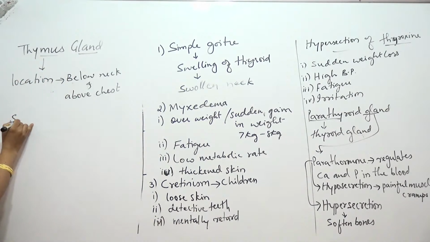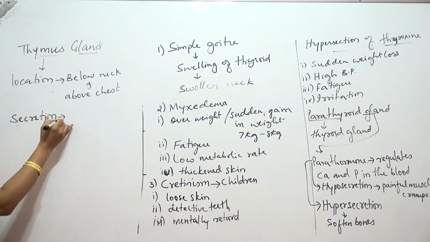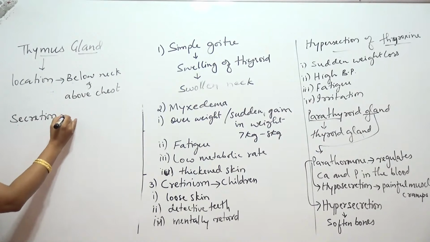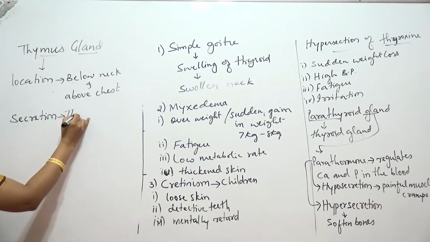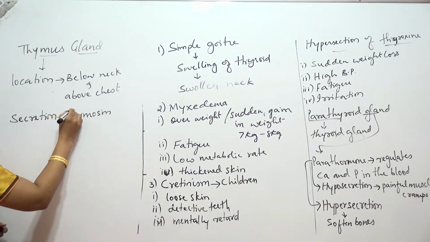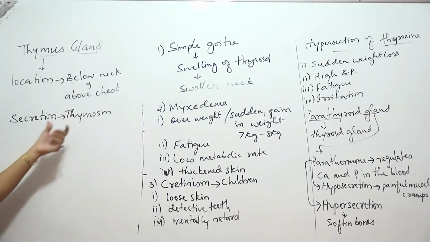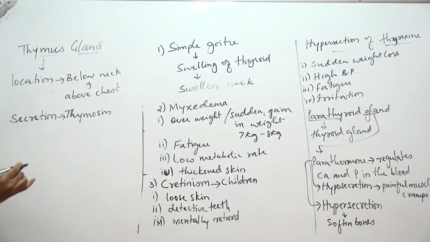What is the secretion of this thymus gland? What does it do? It secretes the hormone called thymosin. Remember the secretions: thymus, thymosin. So this thymosin, what is the function of this thymosin in the body?